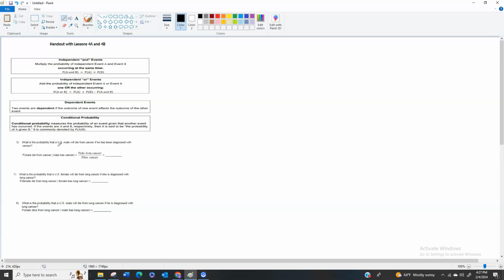So what's the probability that a U.S. male will die from cancer if he's been diagnosed with cancer? Oh, geez, I have to find the information for that. Just a second.